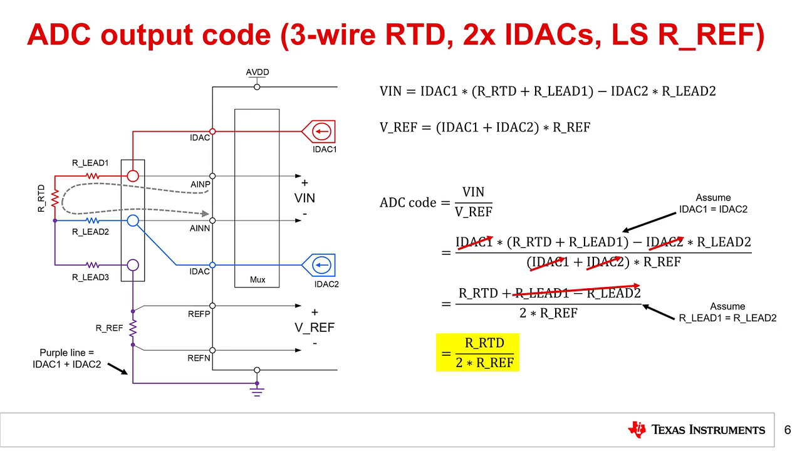In other words, the ADC code does not depend on the absolute value of the biasing source, and is therefore ratiometric. Note that this result is specific to a 3-wire RTD measurement system that uses two IDACs and a low-side RREF. The analysis is different when using a high-side RREF, which is discussed in more detail later in this presentation.